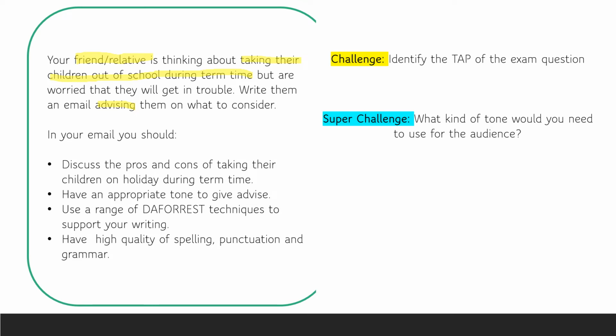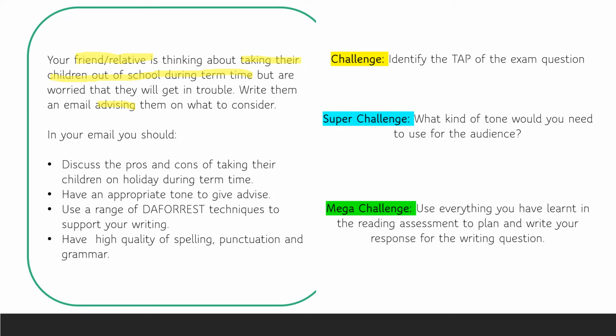So the next thing we're thinking about is what kind of tone would you need to use for this audience. Again, as we identified when we went through the challenge and identified the TAP, we know that it's to a friend or a relative. So our tone generally is going to be a bit more informal. So you can use language like colloquial language or slang if that is what you'd normally use when talking to a friend or a relative.